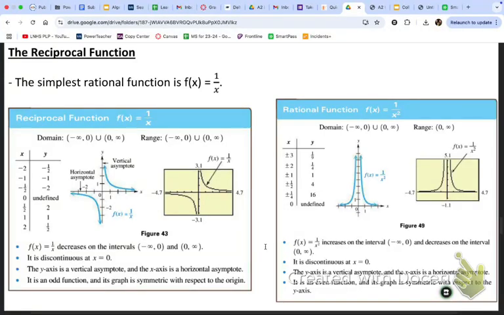Okay, look at this first one on the left side. You see that? You can see here's the actual graph, and then that's what you would see in a graphing calculator. So it has a vertical asymptote at 0. It also has a horizontal asymptote at y equals 0. So your axes end up being the asymptotes this time.